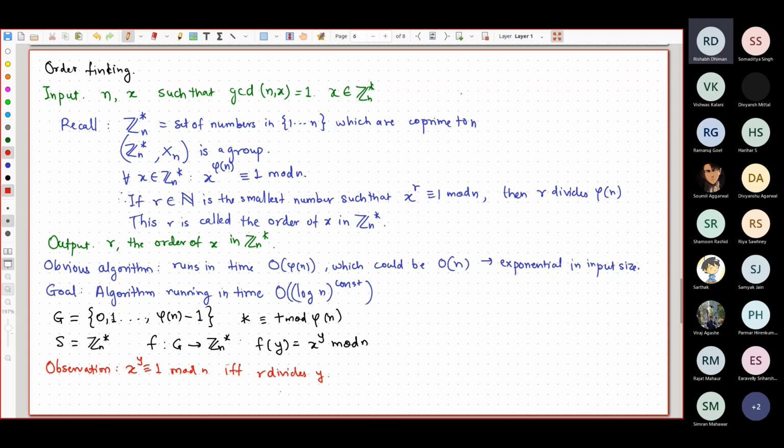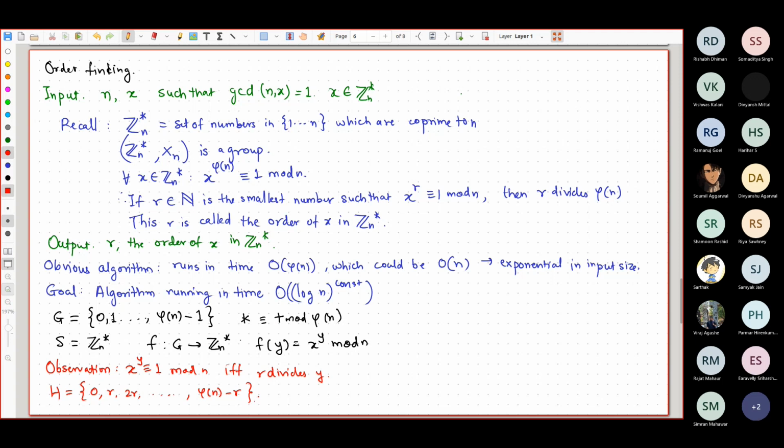Now, what is the subgroup in the first place? What is the hidden subgroup in this case? All the multiples of R in the set 0 to phi n minus 1. Good. So H is the subgroup 0, R, 2R, and so on up to phi n minus R. And the group operation is just addition modulo phi n. So this is a subgroup.